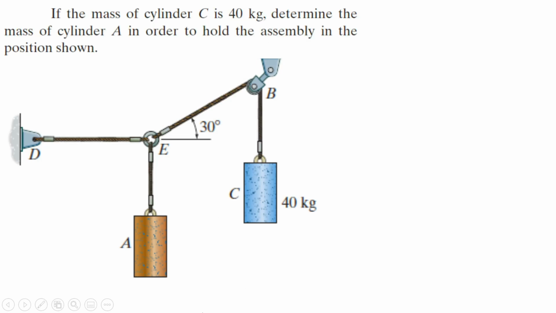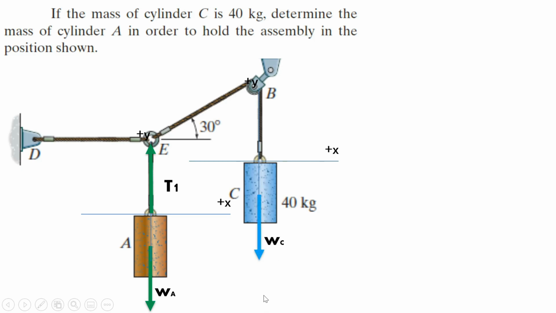If the mass of the cylinder C is 40 kg, determine the mass of cylinder A in order to hold the assembly in the position shown. Before we proceed to the free body diagram for the ring, let's identify first what are the forces acting on these two masses. For mass A, there are the weight of A and T1, which is going up. For mass C, there is the weight of C, and T3, which is going up.